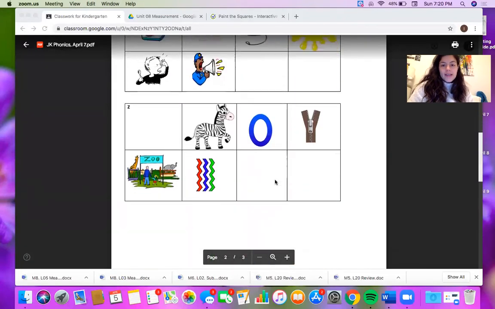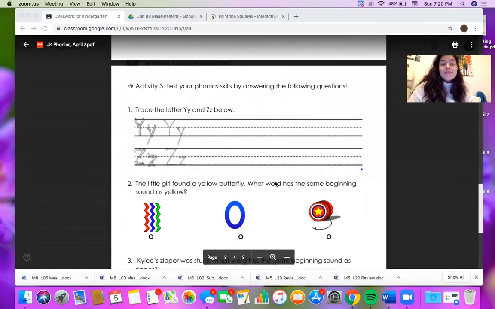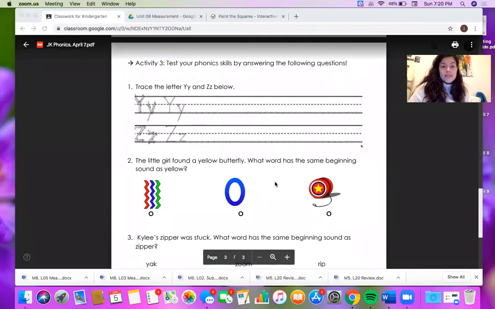Welcome back, girls. If you finish your picture sort, then it's time for you to move on to activity number 3 for the day. It starts off with number 1, just asking you to practice tracing your letters Y and Z. Now you'll see that they drew a space for you to do some uppercase Y's and lowercase Y's, uppercase Z's and lowercase Z's. I'm going to make a little example of what it should look like. So remember, uppercase entire space, lowercase half the space.